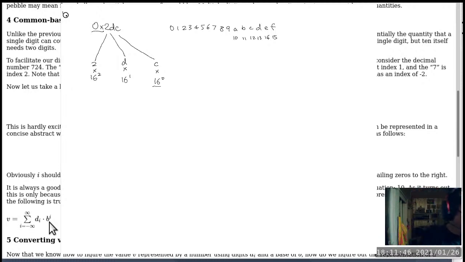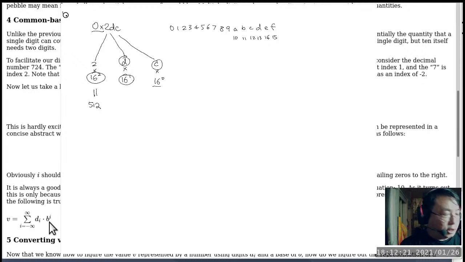So now we're trying to specify how many 16 to the power of zeros do we have, how many 16 to the power of 1, and how many 16 to the power of 2. So this one is easy, right? 2 times 16 to the power of 2 is 512, because 16 squared is 256. And then we have 16 to the power of 1, which is really just 16.